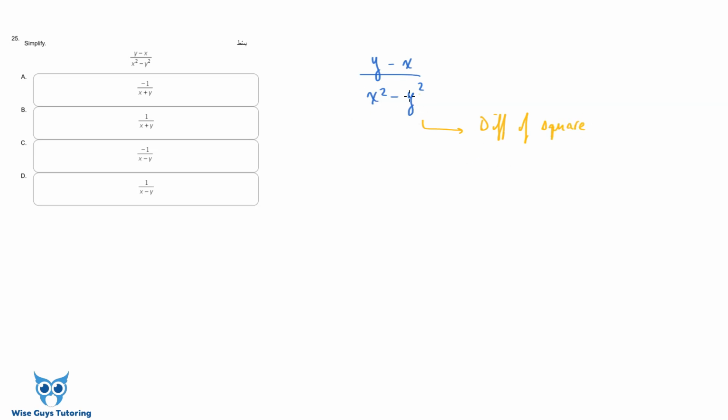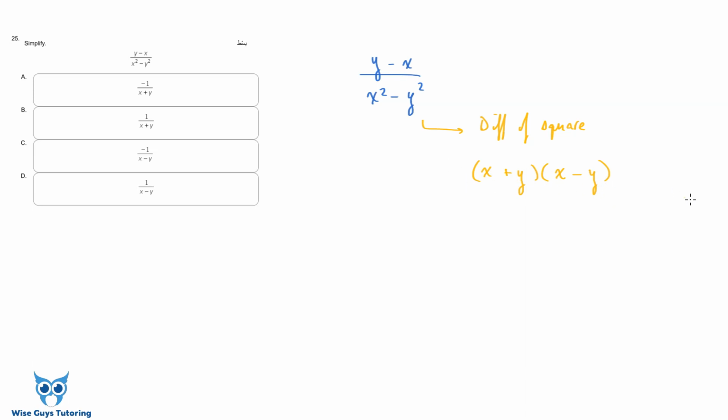When you have a difference of two squares, that means you have a perfect square minus another perfect square. All you have to do is open two brackets, put the square root of the first one here, the square root of the second one here, and what you have is x plus y times x minus y.